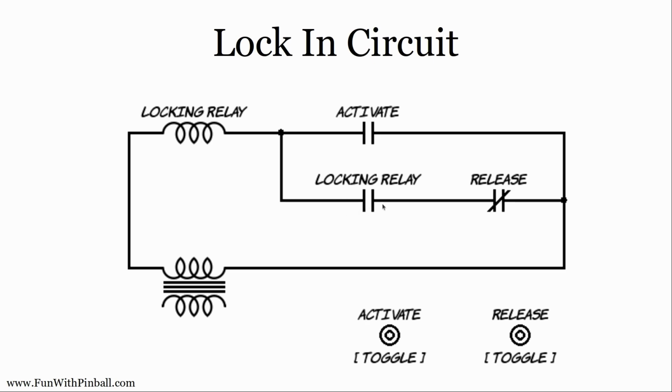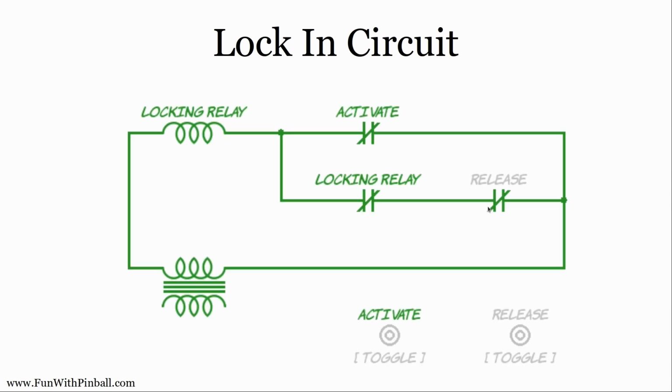This relay is now going to close this switch. And this switch is already closed, right? So as soon as I apply power, both circuits are active, keeping that coil going, right? But now the activate target might just be like a one-point target on your playfield. Well, that just closes momentarily, and the ball rolls away, and that switch opens up again, okay?